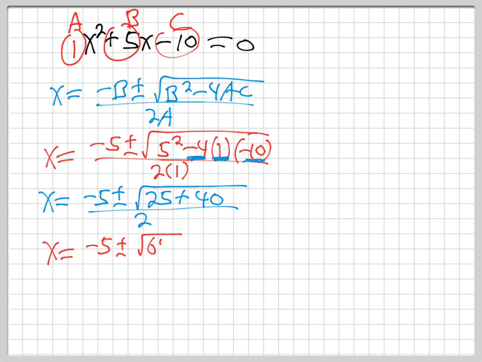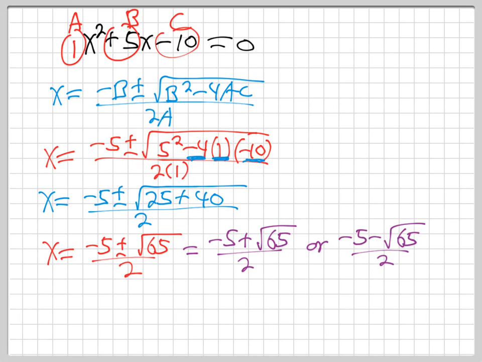And that's square root of 65 all over 2. Like that. So that's two different answers. So that's going to be negative 5 plus the square root of 65 all over 2, or negative 5 minus the square root of 65 all over 2. So let's use our calculator. Figure those out. Remember to hit equals when you're done with the numerator before you divide by 2, so that you get the whole answer to the numerator and you're not just dividing by the last thing.